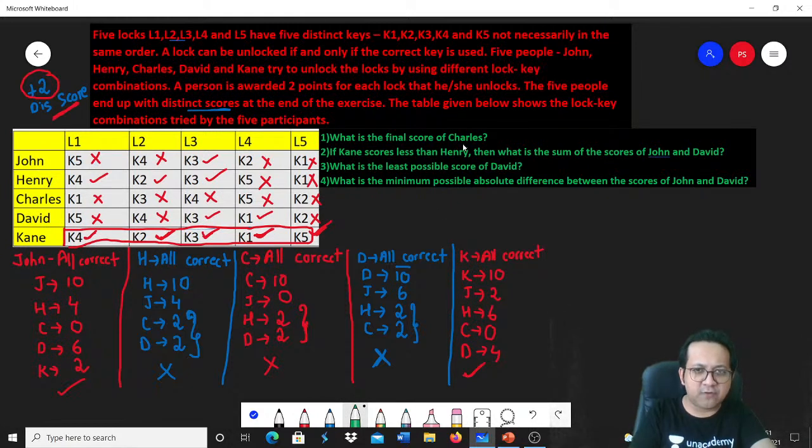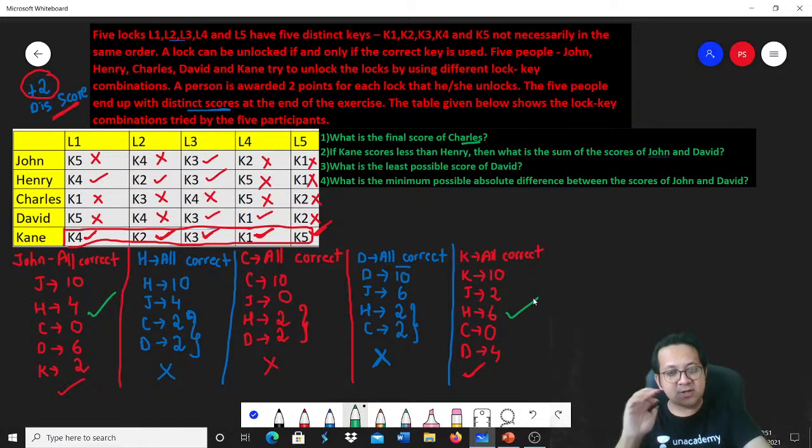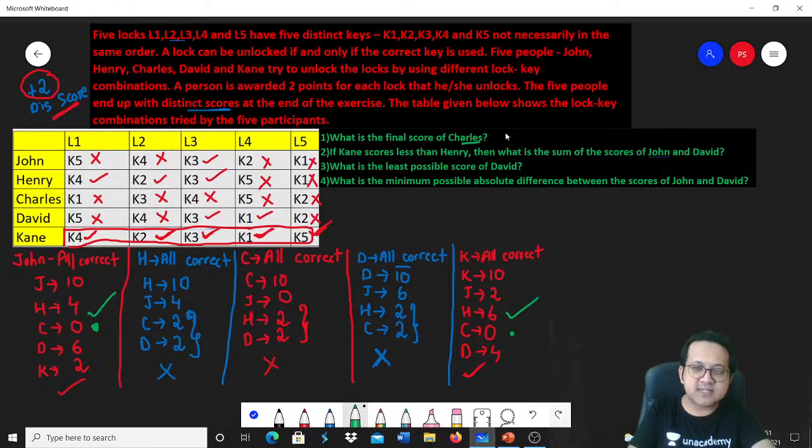What is the final score of Charles? So remember, there are 2 scenarios possible: scenario 1 and the last scenario. The scenarios in between are impossible. So what is the score of Charles? In both the scenarios, the score of Charles is 0. Hence, answer for the first one is 0.